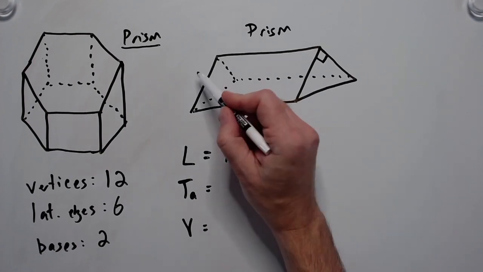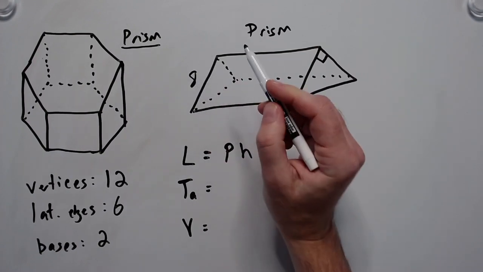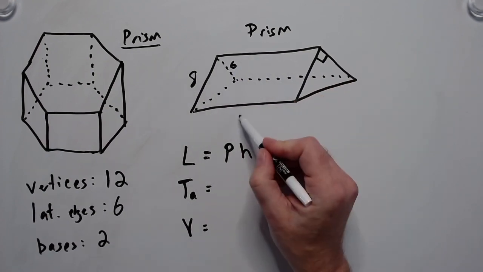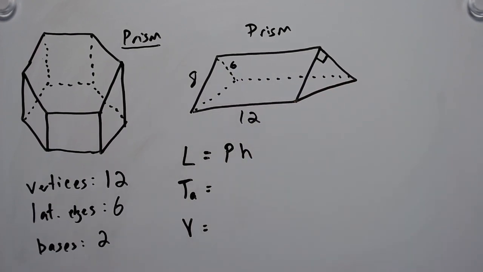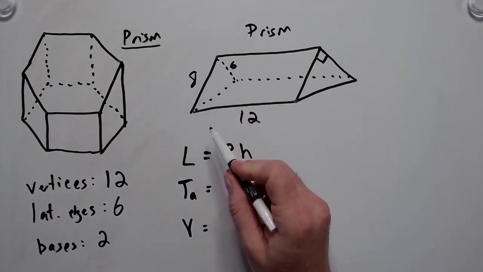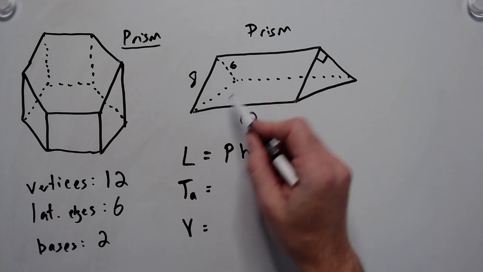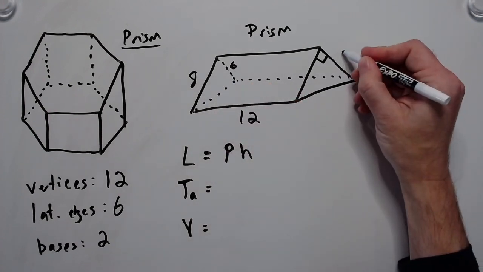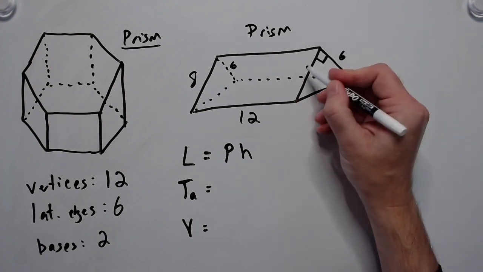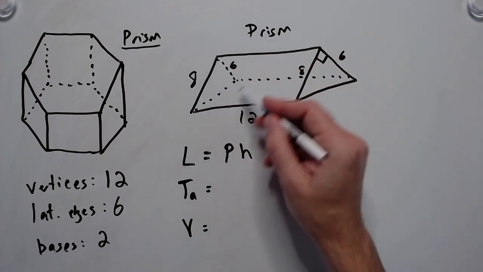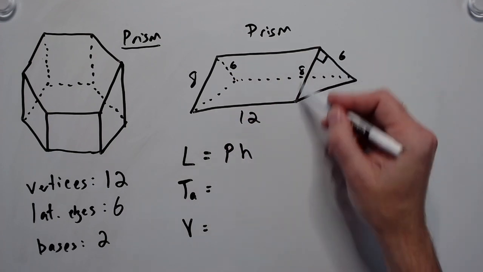So let's just say this over here is 8. This little back wall here is 6. And this length is 12. Okay, so how do we find the perimeter of this prism? We've only got 2 pieces of the base perimeter here. And we could actually draw them up here because we know that this is going to be 6 and this one's going to be 8. Because we have a prism, this base is congruent to this base.